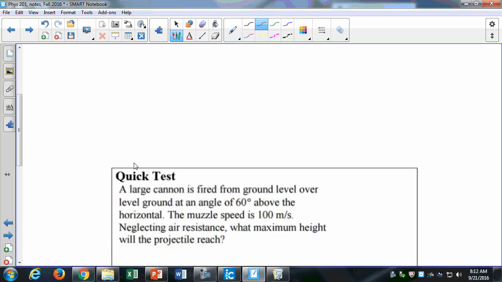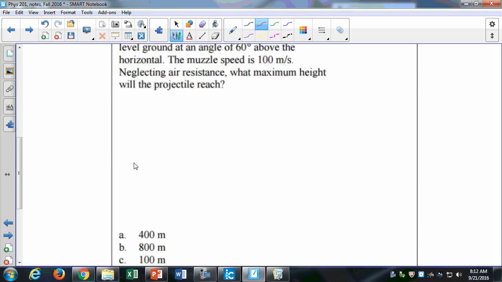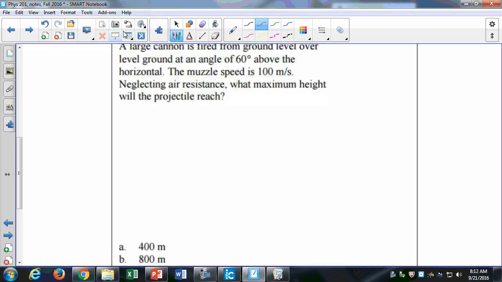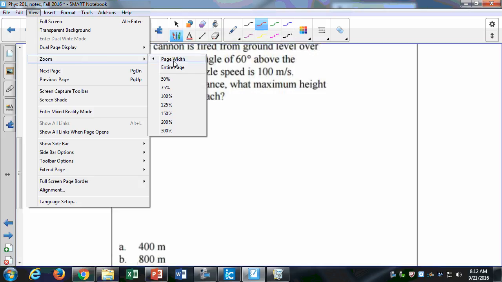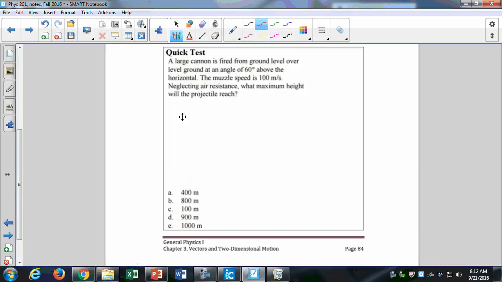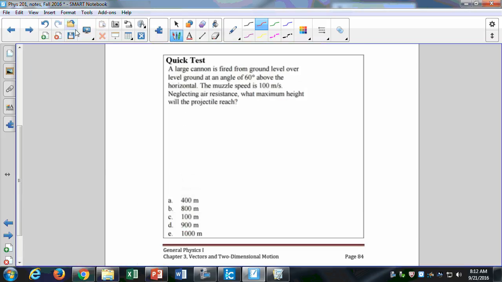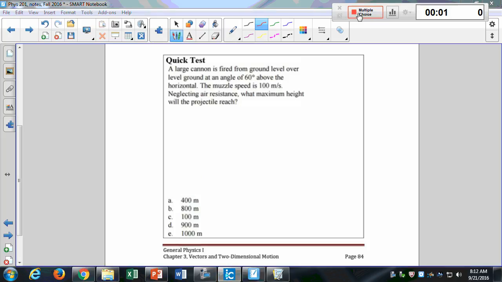All right. Let's come back to this. Let's do this other quick test. A large cannon is fired over level ground at an angle of 60 degrees above the horizontal. What is the maximum height? It gives you the muzzle speed. This is exactly like the Nicolas Cage problem, except it just has different numbers. I want to know the maximum height.